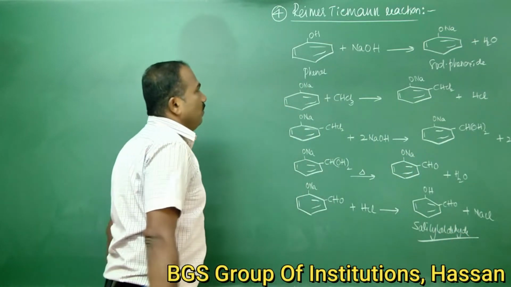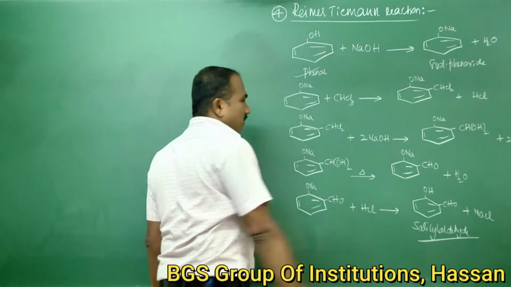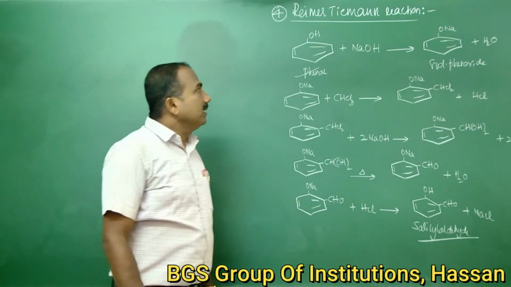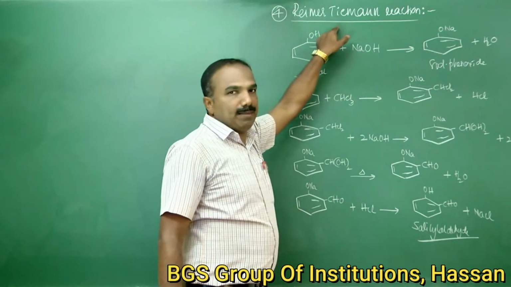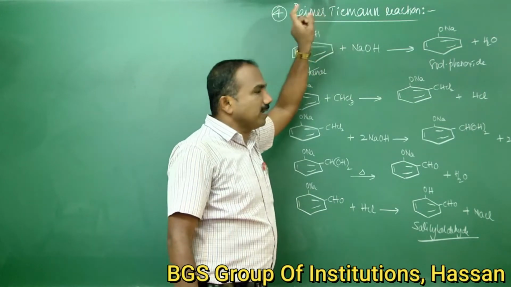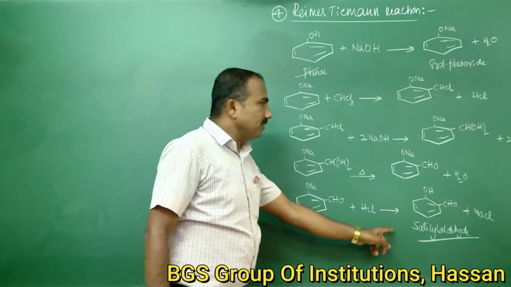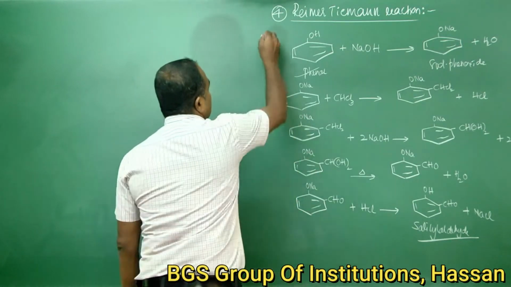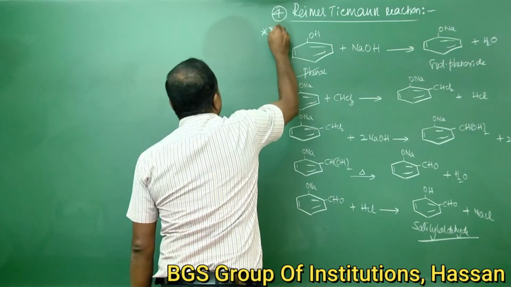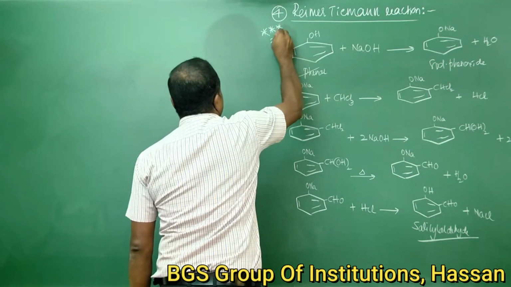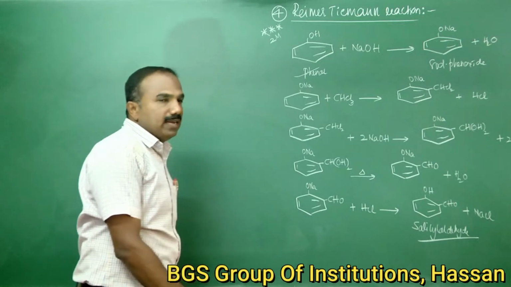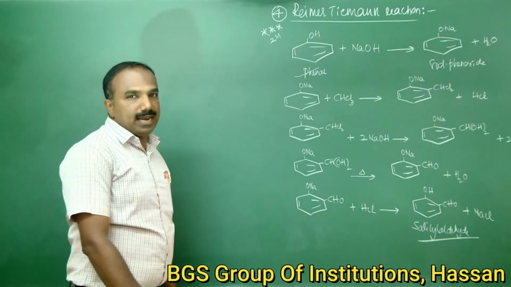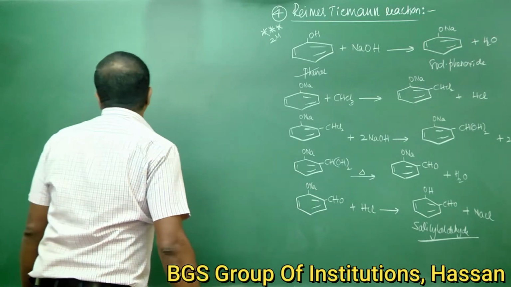So phenol converted to salicylaldehyde is nothing but the Reimer-Tiemann reaction. How is phenol converted to salicylaldehyde? You should write this equation with explanation. Okay. So this is important. This has already been asked in the examination for 2 marks: explain the Reimer-Tiemann reaction.